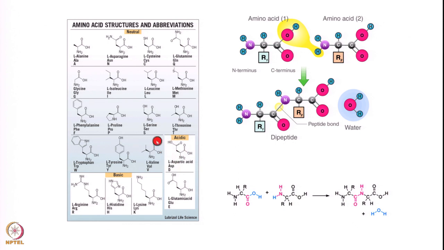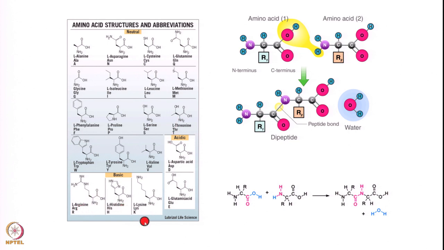Therefore, there is a chance of having a negative charge there, because the carboxylic acid group is there, and the OH group will dissociate. So you will form a negative charge there. These are called aspartic acid, and it will be acidic. Similarly, glutamic acid is similar to this, except that it has one more carbon: there is a CH2, CH2 and then COOH. So, these two are acidic amino acids.